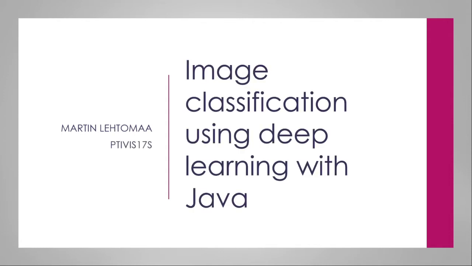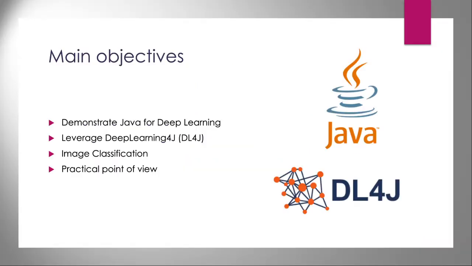So as I mentioned earlier, my name is Martin and the topic today will be image classification using deep learning with Java. The main objective of this thesis was to demonstrate the use of Java for deep learning tasks such as image classification. By doing this, I'm leveraging an open source framework called Deep Learning for J, and in general, the thesis takes a practical point of view. The theory will not address any of the mathematical aspects of deep learning and machine learning.